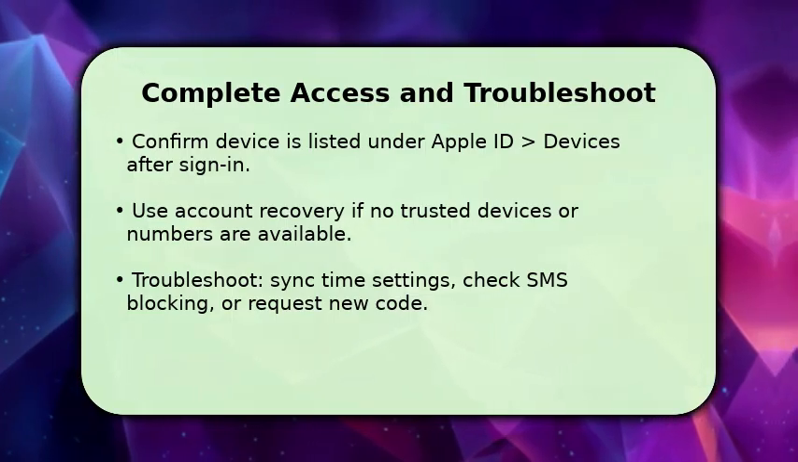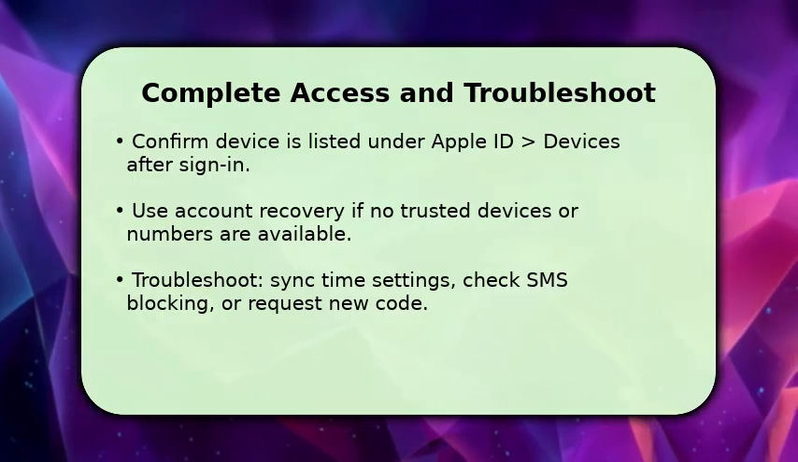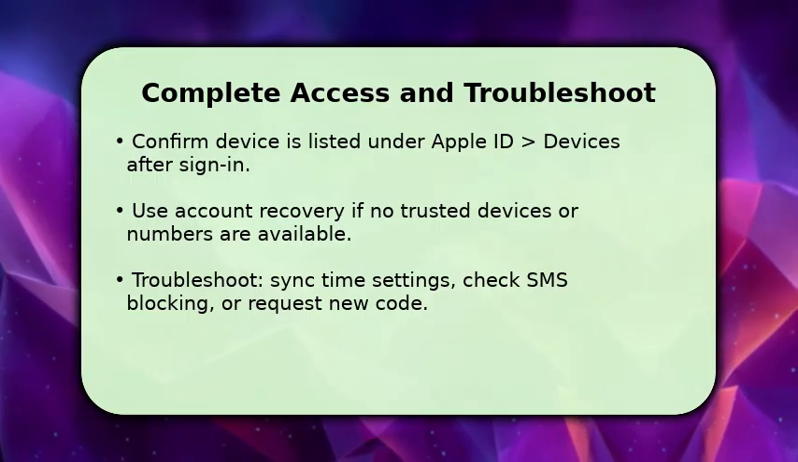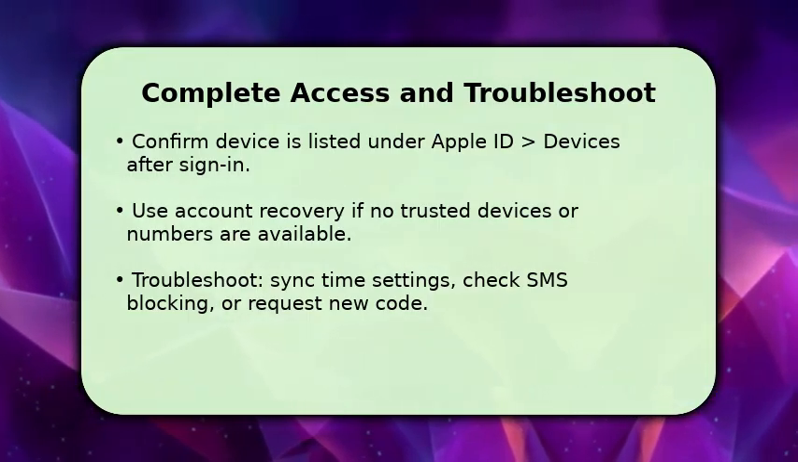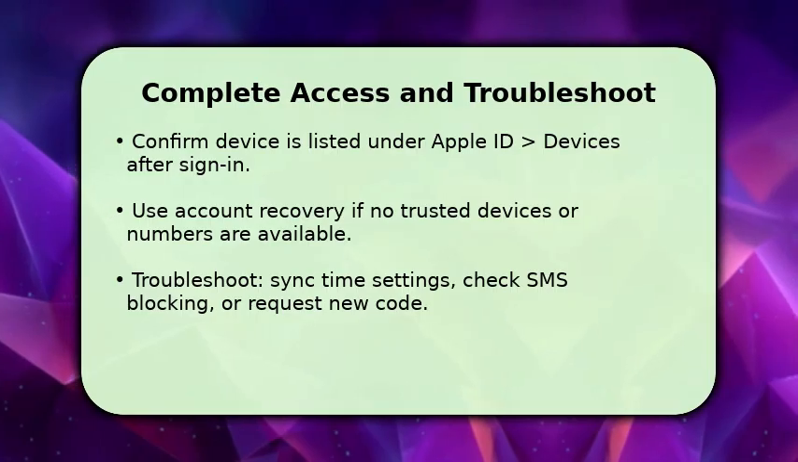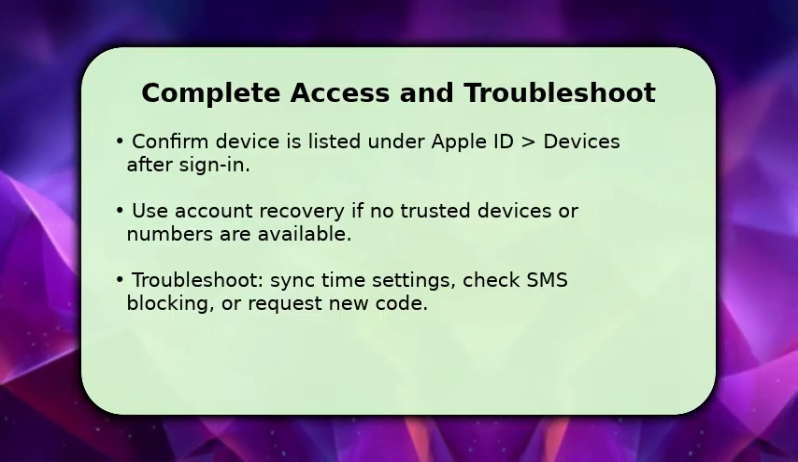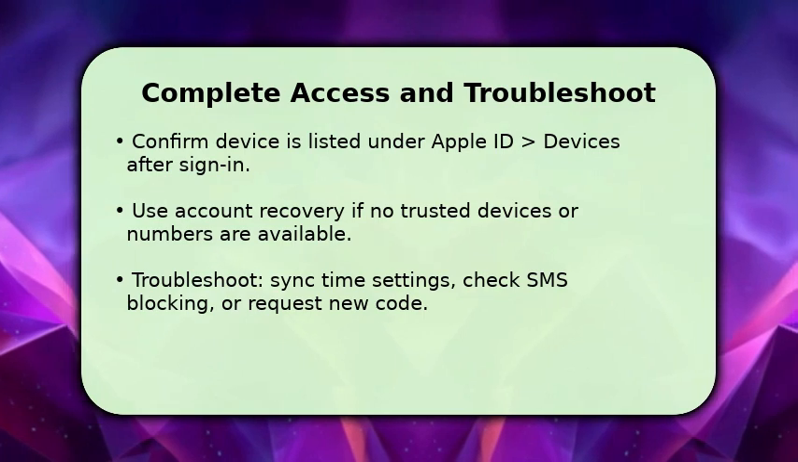If you cannot get a code because trusted devices or numbers are unavailable, start account recovery and follow Apple's steps. Expect a delay. If problems occur, make sure device time and time zone are accurate since codes are time-based. Check carrier SMS blocking, and request a fresh code. If still stuck, use recovery contact options and monitor the recovery status closely until access is restored.